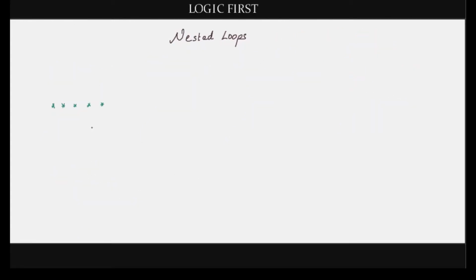Let's take this example. Say you want to print 5 stars like this. You just have to run the loop 5 times and print a star. Let's use the loop variable as j here. For j equal to 1, j less than or equal to 5, j plus plus, printf star. So now 5 stars get printed in the output.